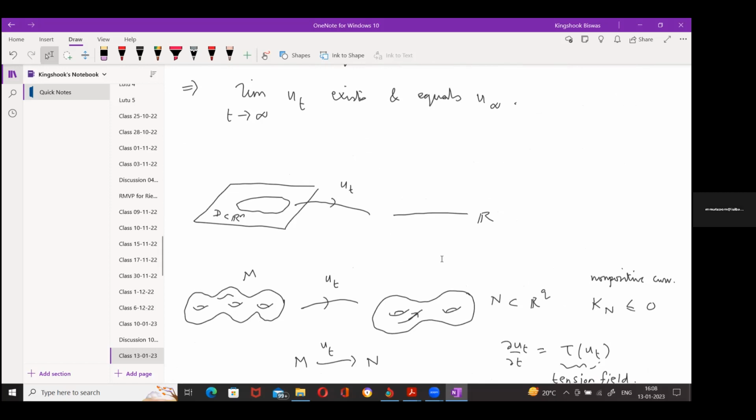The main goal of this course is to prove this Eells-Sampson theorem, which gives convergence of the harmonic map heat flow. That's the goal of this course.